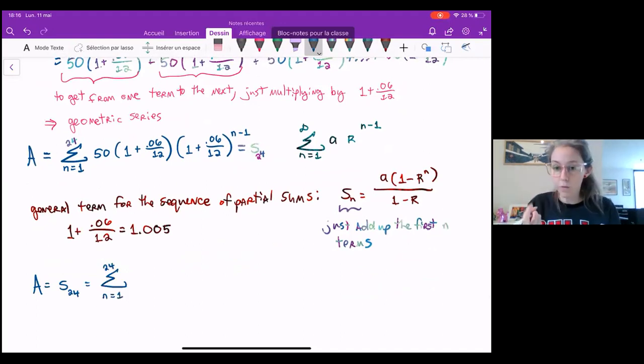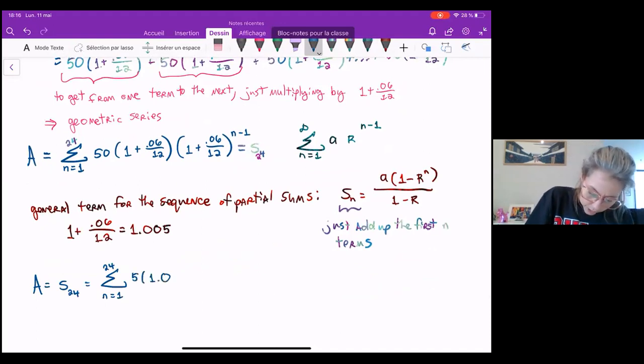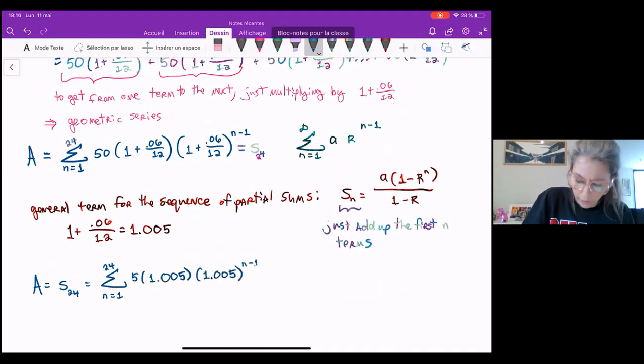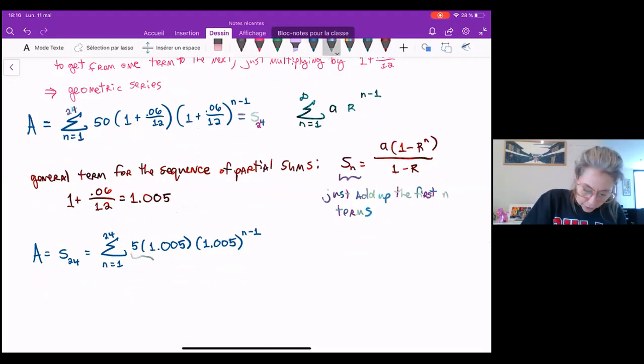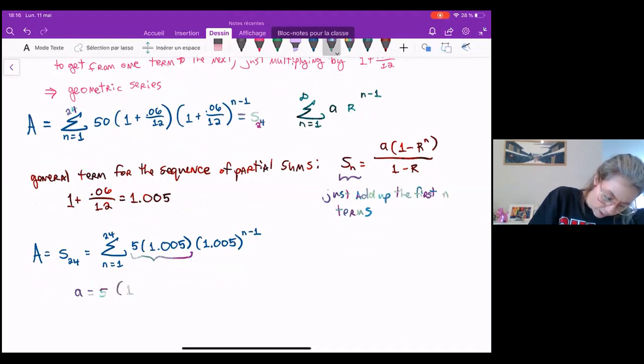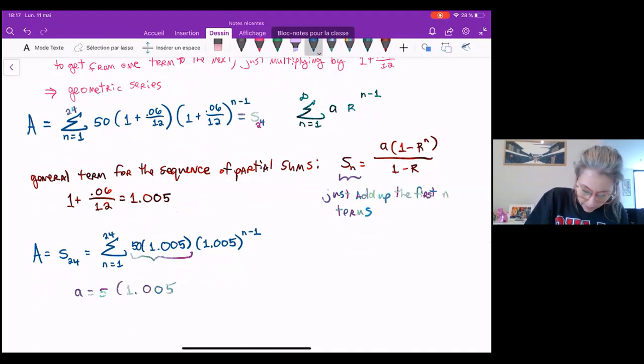So now my A, which is equal to S sub 24, is the sum from n equals 1 to 24. I'm only going up to the 24th term, so it's S sub 24, of 50 times 1.005 times 1.005 to the n minus 1. But now that I can think of this as a geometric series, I know what my A is. My A is the first term. My A here is 50 times 1.005. I wrote 5 when I should have written 50.